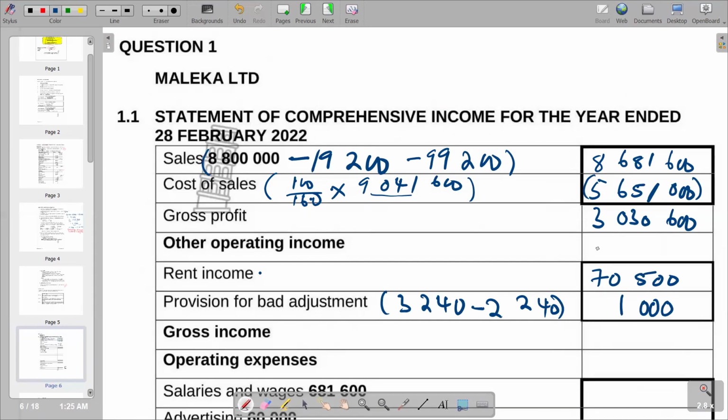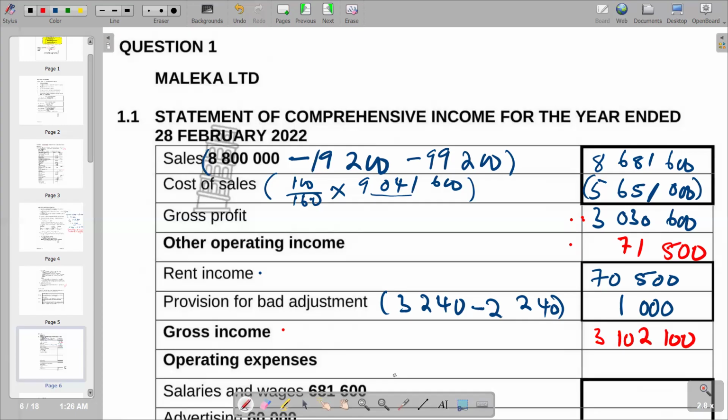that we can get the total for other operating income. Other operating income will be 71,500. So from there, we can also be able to get our gross income by saying our sales, our gross profit. If we say gross profit, so if you add 3,030,600, so you add these two figures, you get your gross income, which is supposed to be 3,102,100.